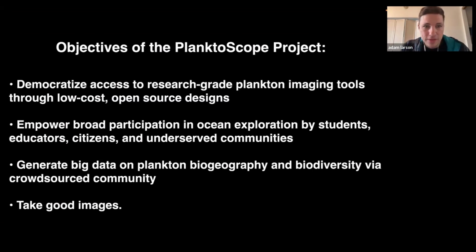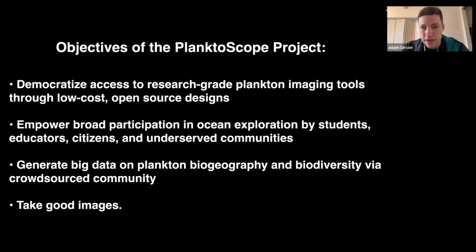PlanktonScope project has a lot of objectives, but we really wanted to democratize access. So through this kind of open source maker community, make accessing plankton images much lower cost, which we can then empower a lot more people to get involved. So we can get plankton imaging in the hands of more people: educators, citizens, researchers, and these underserved communities, which are often the ones that are most impacted by, especially, these harmful algal blooms, and they often lack the facilities and money to afford the research at such a high level.